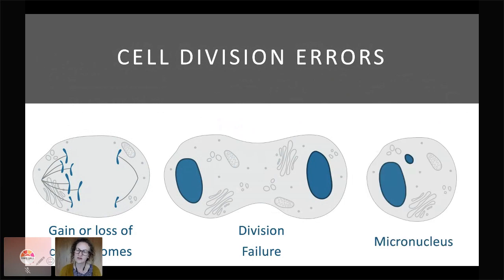And then one other possibility is that after cell division, the chromosomes can fail to form one nucleus, and actually two nuclei can form inside a cell. One is called the micronucleus. And so this is the form of cell division error that I study in my lab, and I want to go through in more detail exactly how a micronucleus forms in a cell.